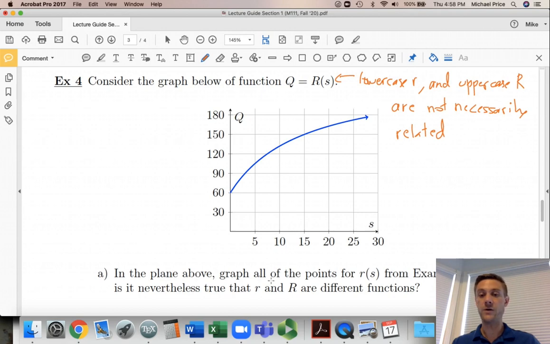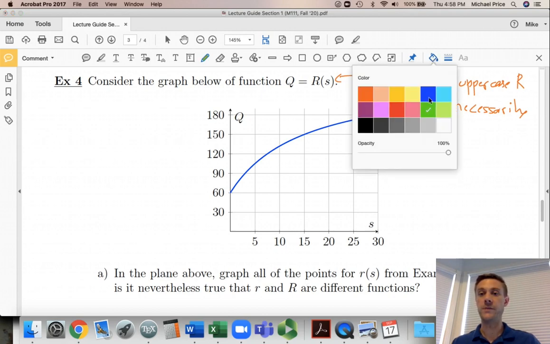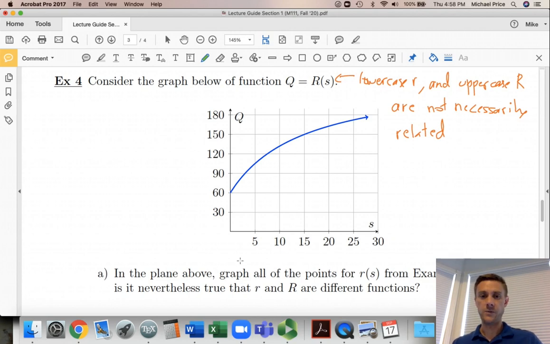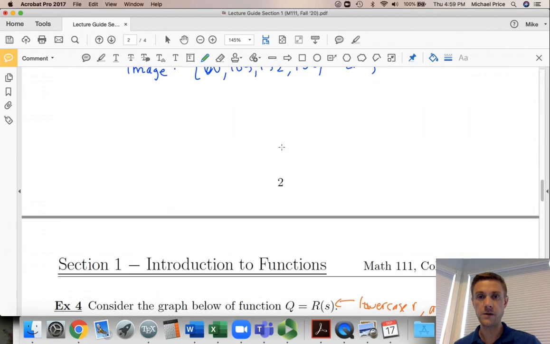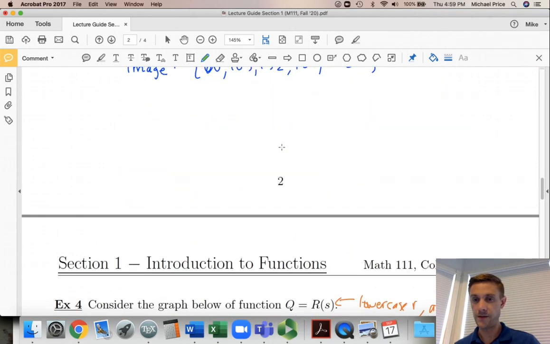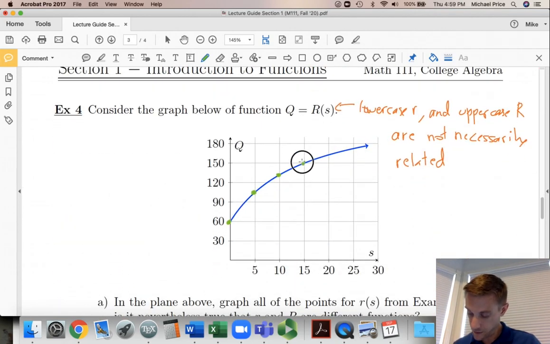So in this plane, let's take all the points for little r of S that we had just a minute ago. If we do that, and we're supposed to plot them all above here, then we've got a kind of probing question to tackle. So 0, 60 was one of the points from the previous function. I'm going to use that same green that we had before. 5, 105, 10, 135, 15, was it 15? Did we have 15? 15, 150, we did, yep. And then 25 and 172. And I'm going to anticipate the result here.